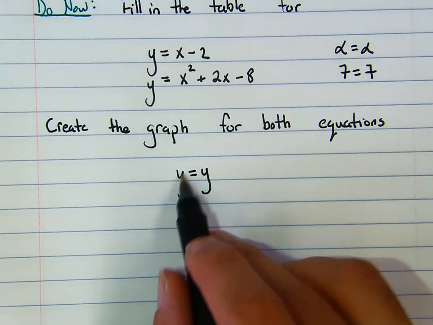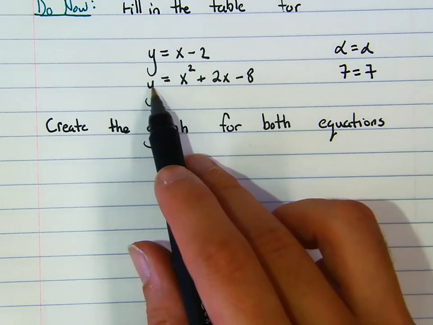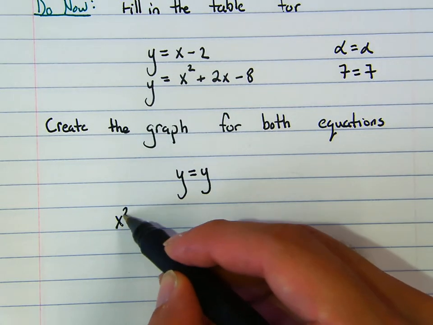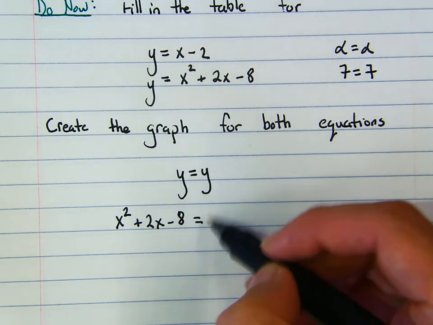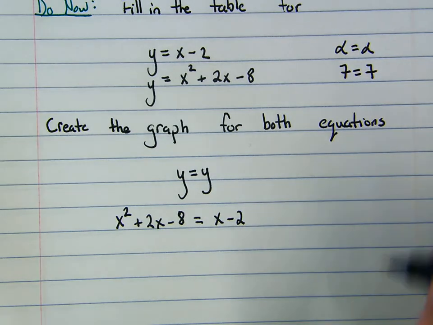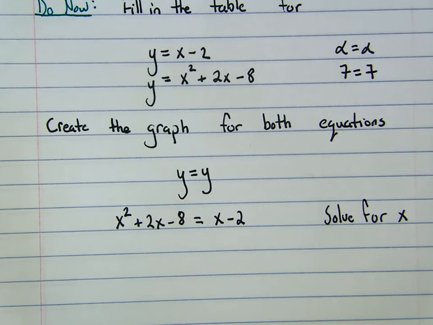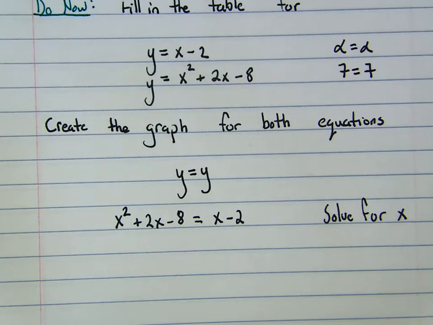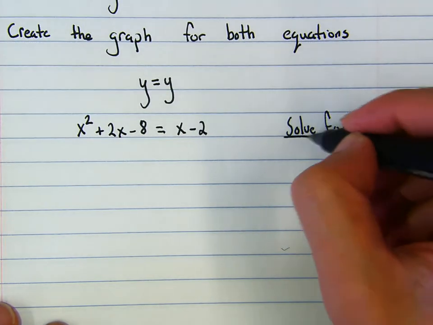And what I'm going to do is substitute these in. Because what's one value of y? It's x squared plus 2x minus 8. What's another value of y? It's also x minus 2. Now, if I were to say, hey, solve for x, how would you do this? How would you solve for x?